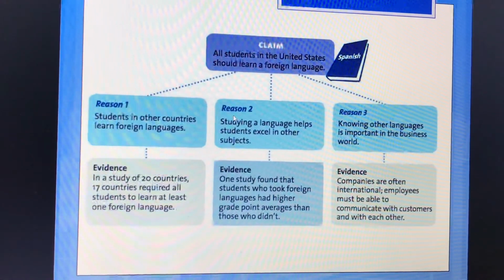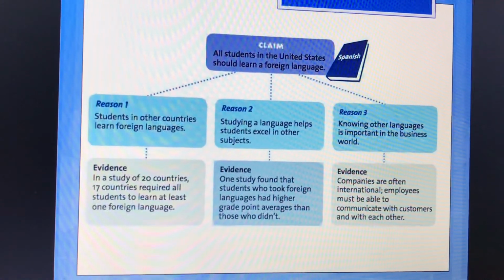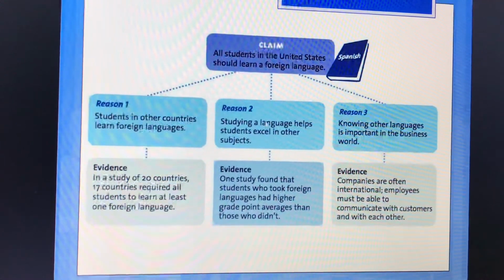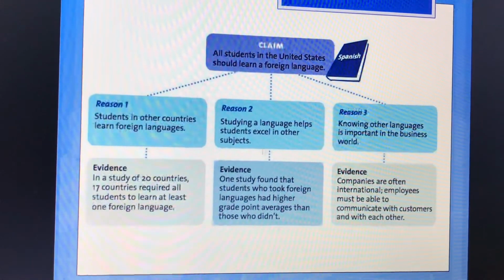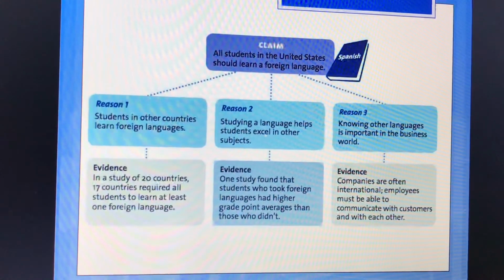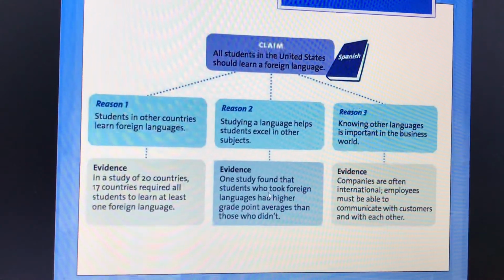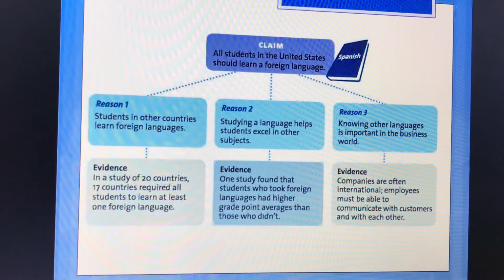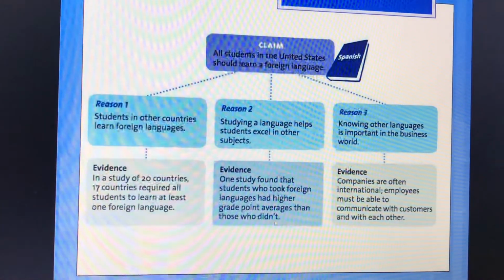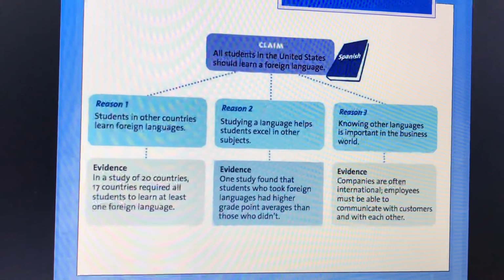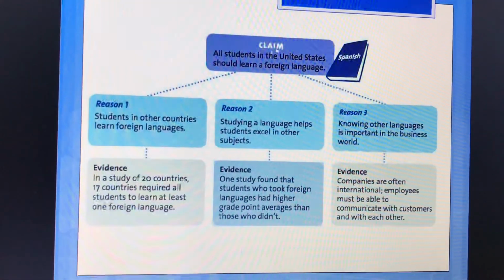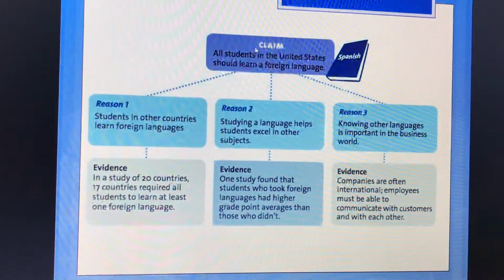What about the second reason? Studying language helps students excel in other subjects because it adds to your knowledge. It lets you know more about other languages and other people in many different places in the world. Why? One study found that students who took foreign languages had higher grade point averages than those who didn't. So the second reason also supports the opinion: yes, I am with learning a foreign language.